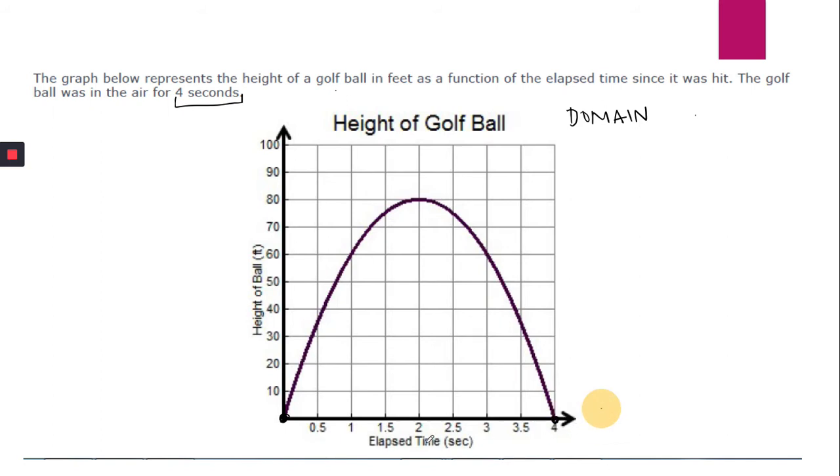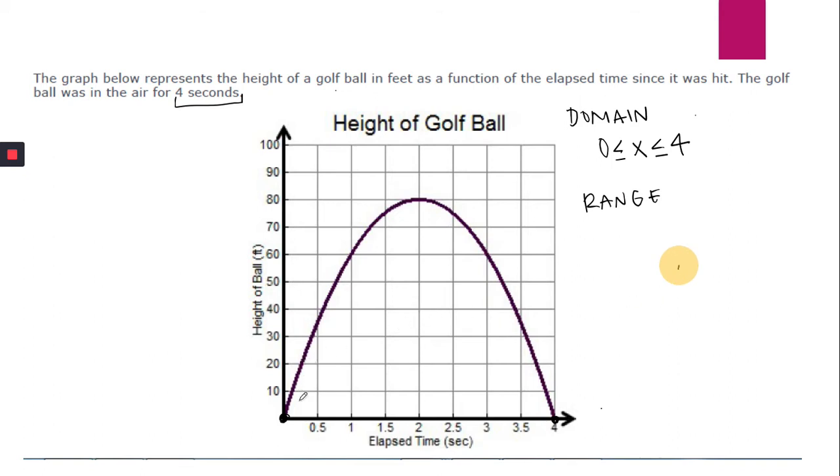No, the domain is from 0 seconds to 4 seconds. So it would be 0 is less than or equal to X is less than or equal to 4. This is how much time the golf ball was in the air. Now let's look at the range.